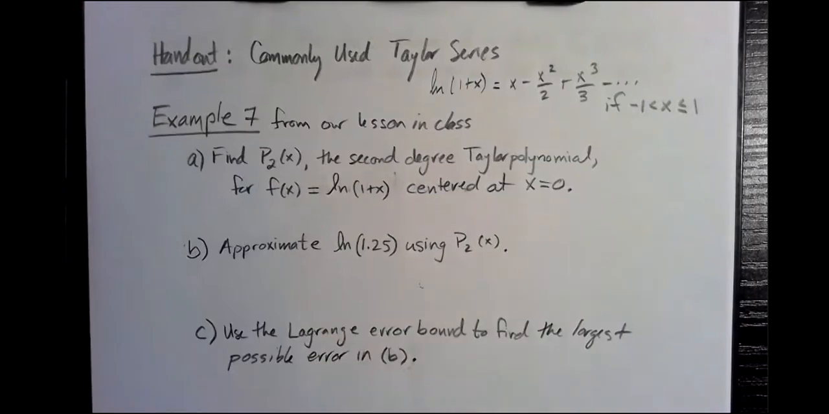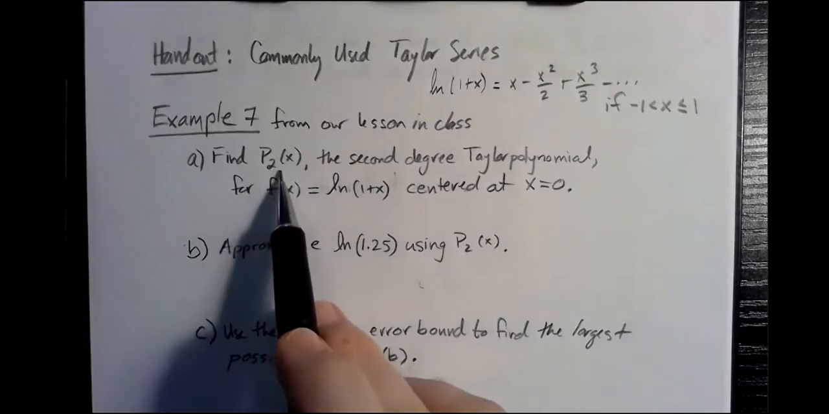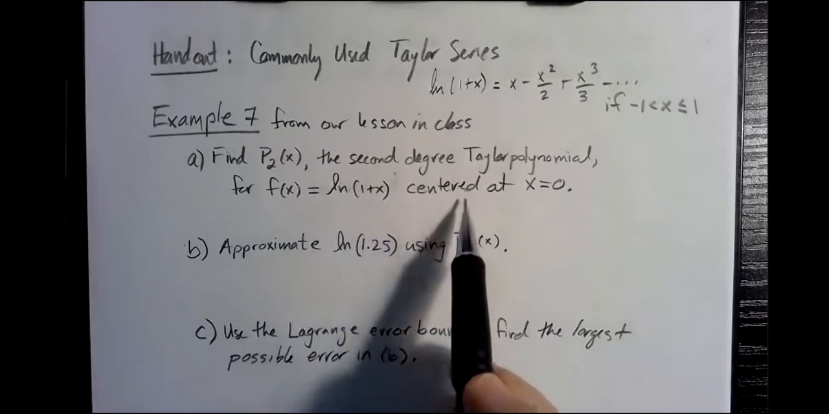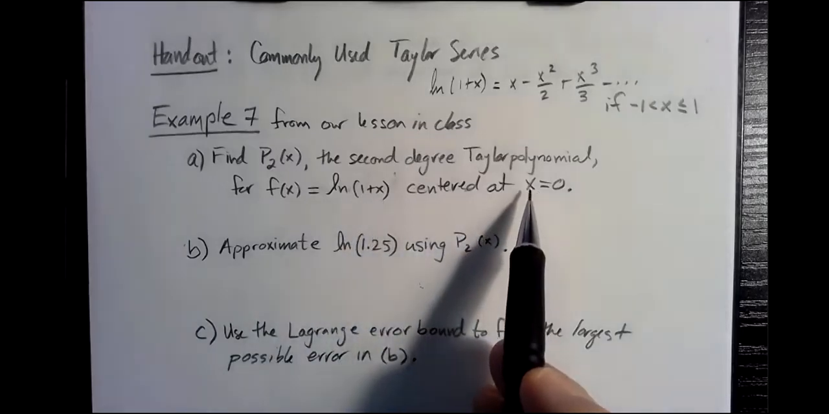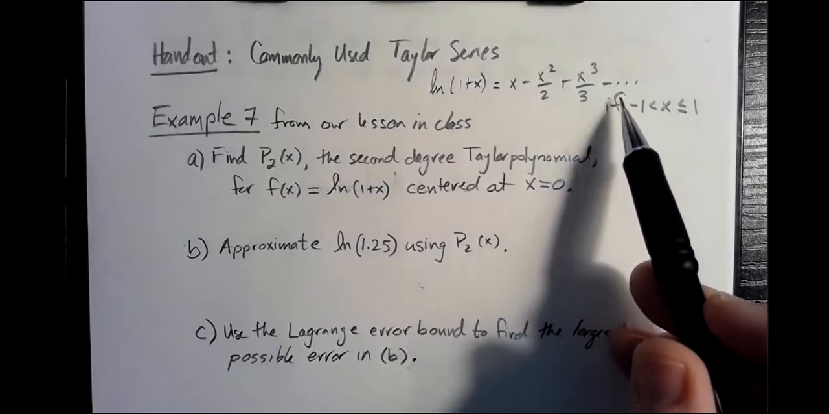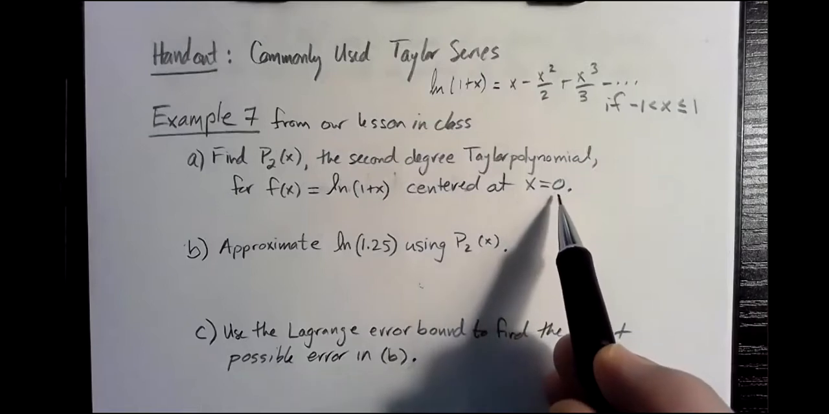Okay, so example 7 from our lesson in class. We didn't get to this one, so I wanted to make sure I included it in the video. We want to find the second degree Taylor polynomial for f of x equals natural log of 1 plus x, centered at x equals 0. I want to point out that the formulas on the commonly used Taylor series handout are all Maclaurin series, so they only work when our center is 0.